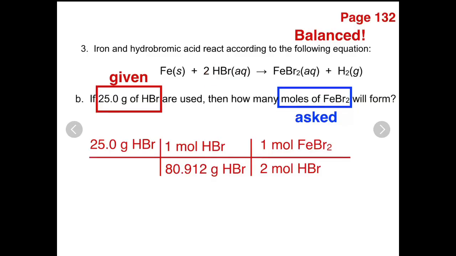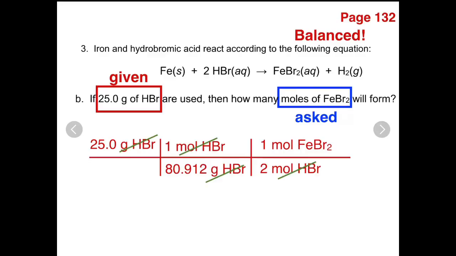2 moles of HBr is going to provide 1 mole of iron bromide. Now, do I need to go further to grams? The answer is no, because it's asking for moles. So you stop right here. This is moles, not molecules, not grams, so you stop right here.